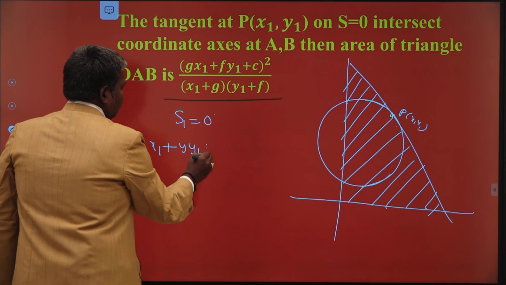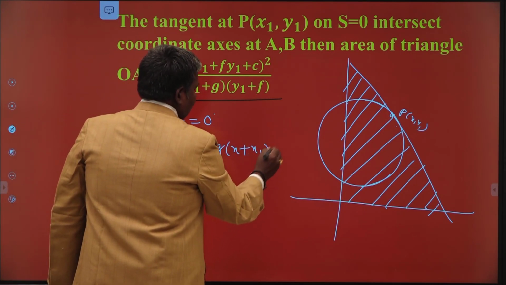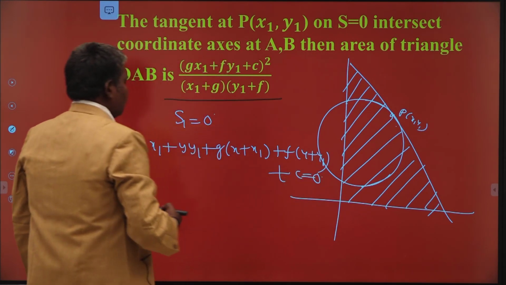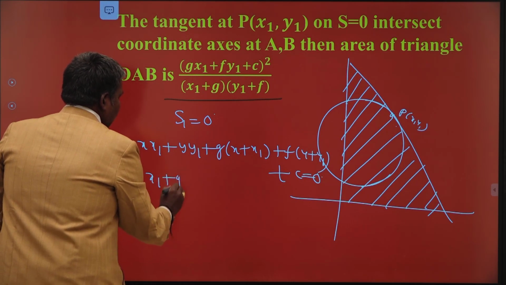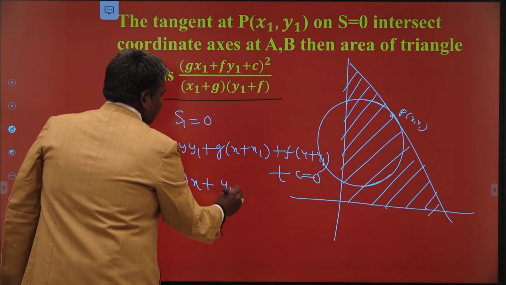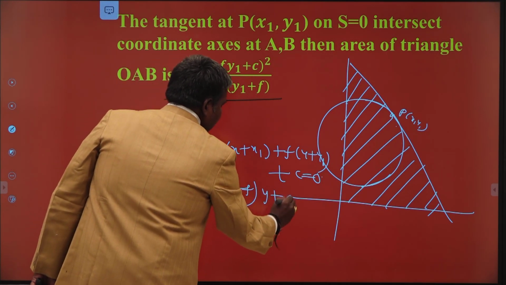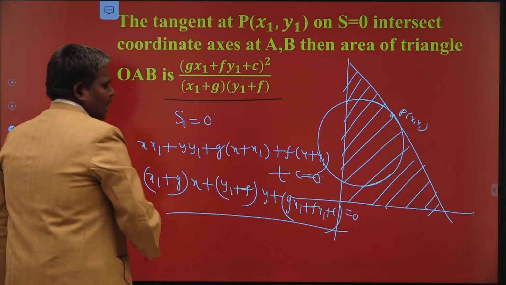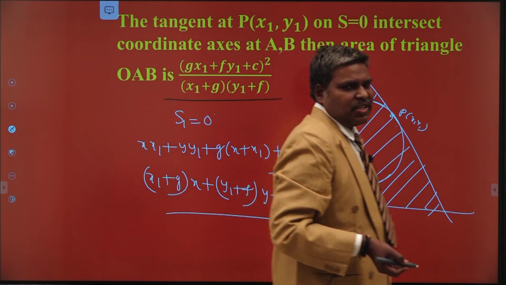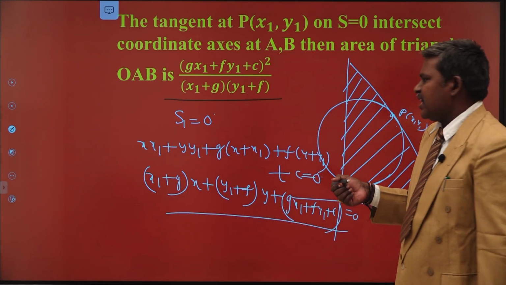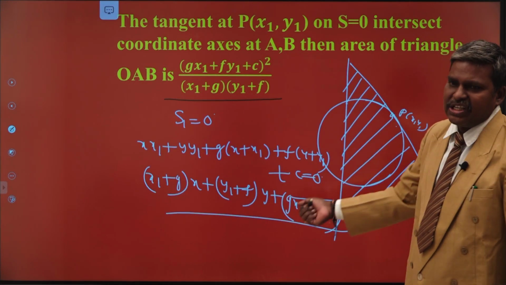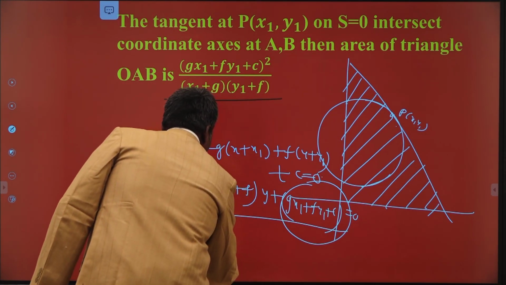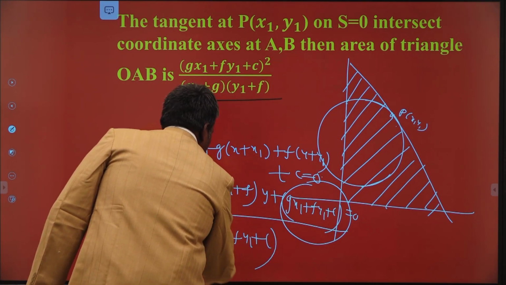What is S1 equal to 0 now? x x1 plus y y1 plus g times (x plus x1) plus f times (y plus y1) plus c equal to 0. This is the equation of the tangent at (x1, y1). That means (x1 plus g) into x plus (y1 plus f) into y plus g x1 plus f y1 plus c is equal to 0. This is of the form lx plus my plus n equal to 0, or ax plus by plus c equal to 0. All of you know that the area of the triangle formed by the coordinate axes with the line is what? c square by 2 mod ab. That is constant square, that means (g x1 plus f y1 plus c) whole.